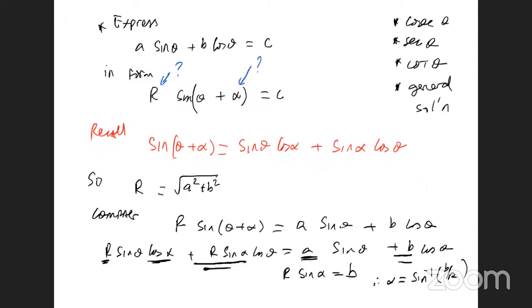Is that okay? So that is the way to convert this to this. You find R, then you find alpha. Okay? Copy it down and then we're going to put some numbers into it and make a little more sense. All right? Copy it down, and we're going to try one.